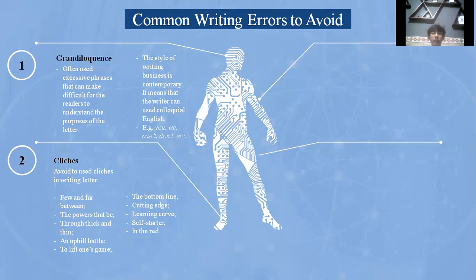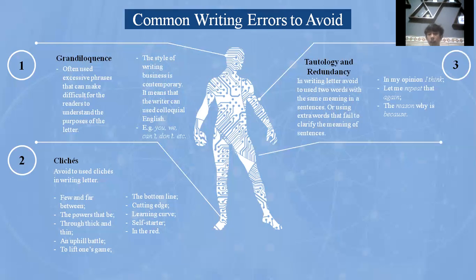Some common cliches are: few and far between, the powers that be, through thick and thin, an uphill battle, to live one's game, the bottom line, cutting edge, learning curve, self-starter, and in the red.